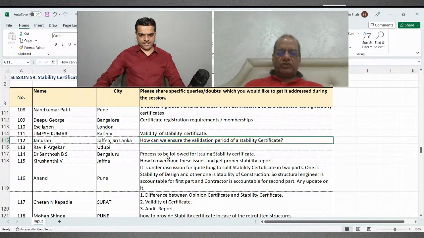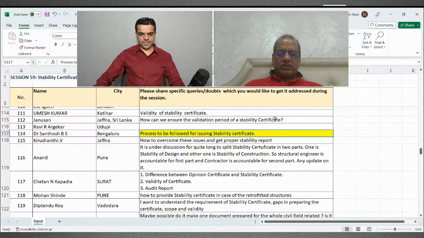Process to be followed for issuing a stability certificate. As far as the design stability certificate is concerned, you just need the confirmation from site. That's all you can issue.